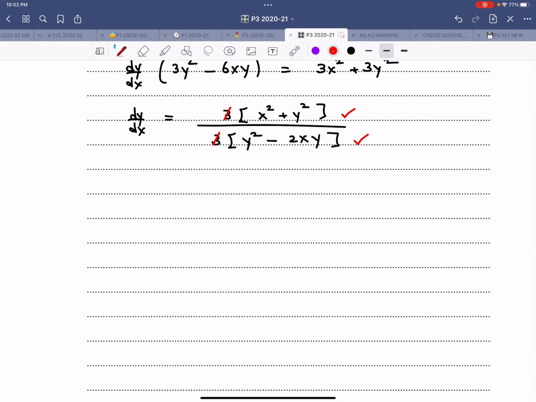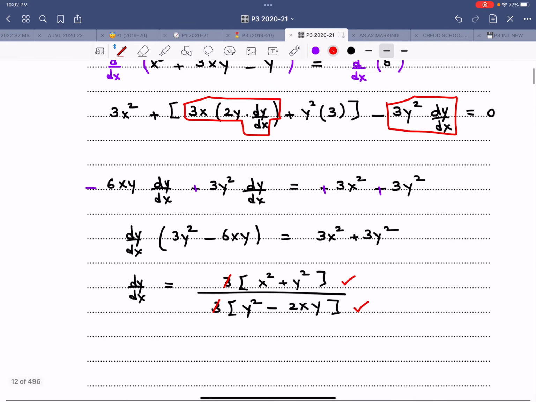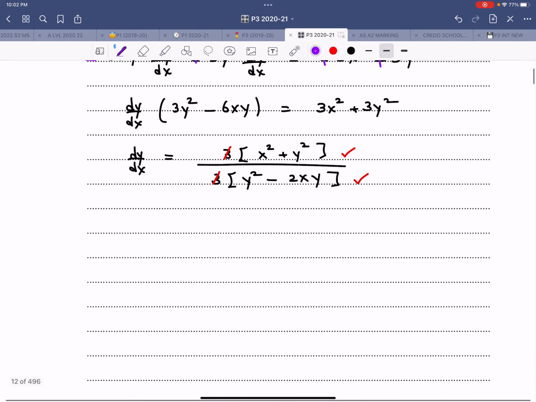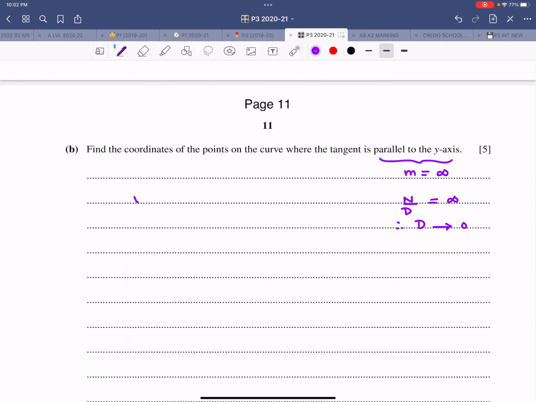So this is done. What is the second part? The second part is the tangent is parallel to y-axis. Parallel to y-axis, gradient is undefined. If we have a fraction, numerator over denominator is undefined. What makes a fraction undefined? Denominator is 0. So what was the denominator? The denominator was y square minus 2xy. So y square minus 2xy equals to 0. y common, y minus 2x equals to 0. y is equals to 0. y is equals to 2x.